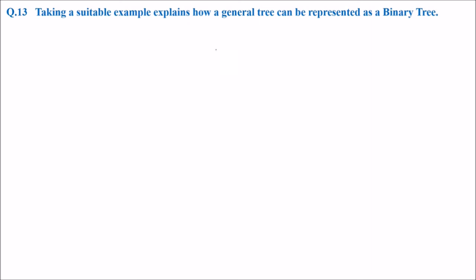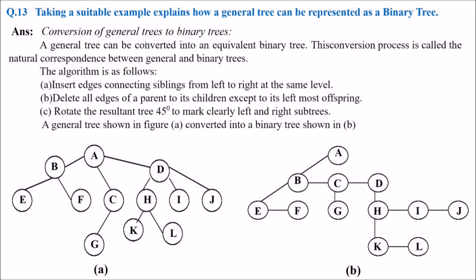Right. Taking a suitable example, explain how a general tree can be represented as a binary tree. So how can we convert a general tree? This is some general tree. A general tree can be converted into its equivalent binary tree. This conversion process is called the natural correspondence between general and binary tree.